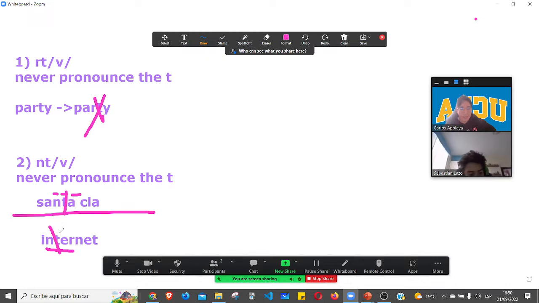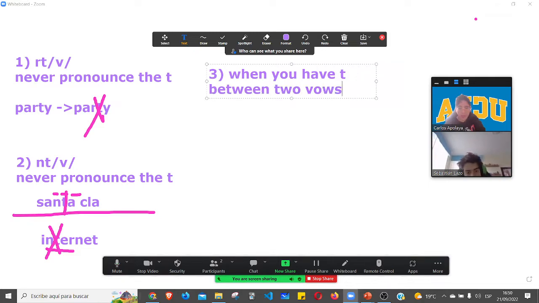Internet. Internet. Okay. Remember rule number 1 and number 2. Party, internet. Number 3: when you have a T between two vowel sounds, you speak Spanish, so you pronounce the T or D because you have a T or D.